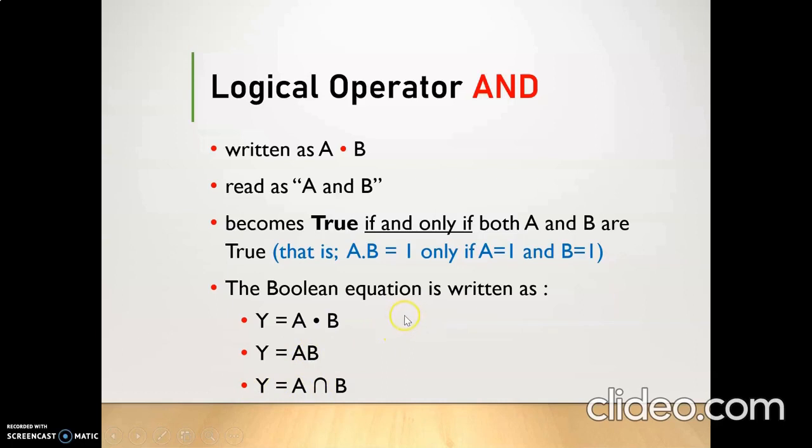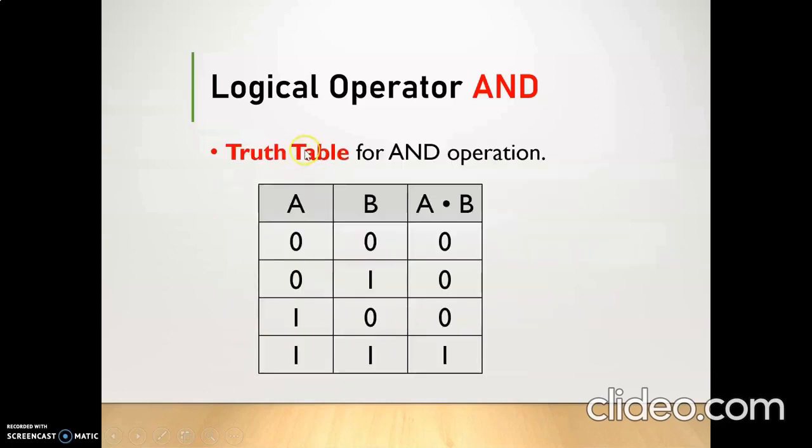Alright, so now we are going to look at truth table. What is truth table? Truth table is a table which shows all possible combinations that we can write for AND. For A and B, we have only 4 rows here, which means we only have 4 possible combinations. Why? Because we have only 2 variables, A and B.